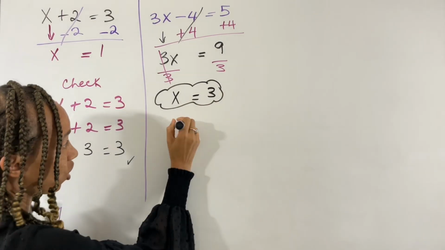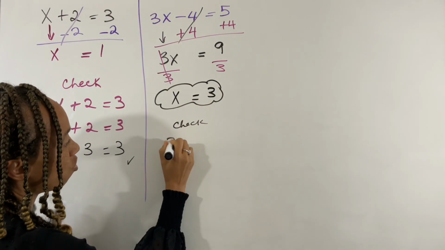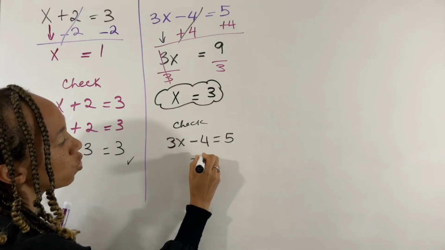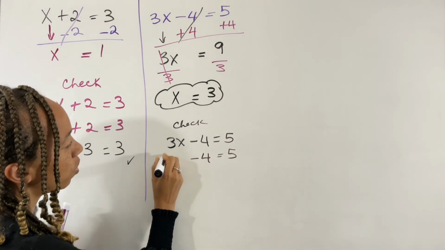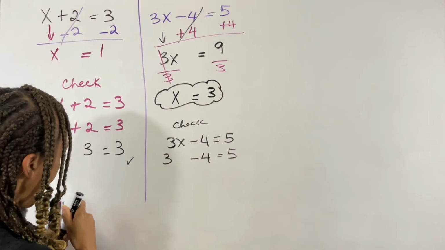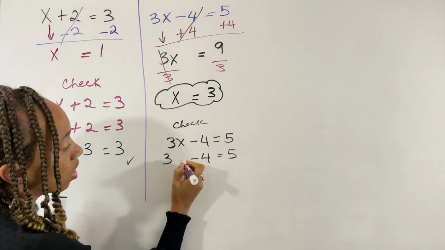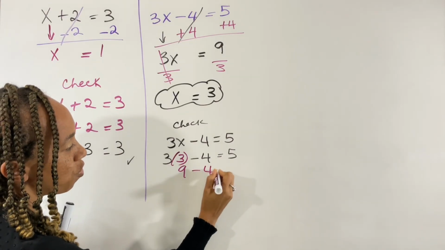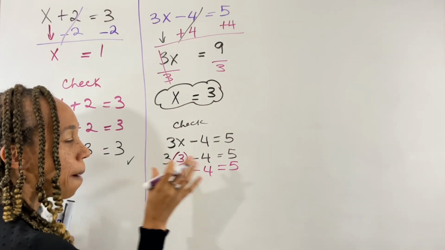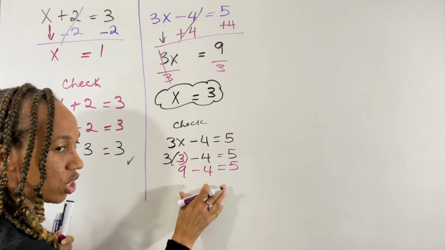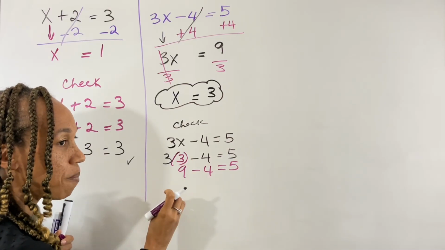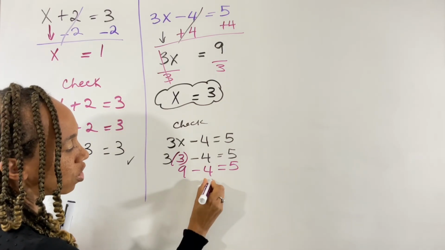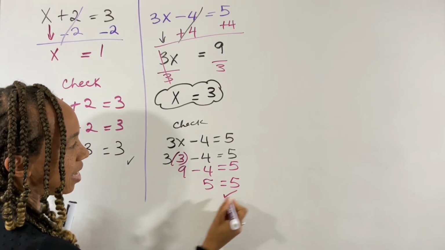And I always say to my students, check your work. So to check your work, you rewrite the original equation, and you substitute wherever you see the variable x with your answer, which is 3. So 3 times 3 is 9, minus 4 equals 5. Yes, this is true, but do not leave it like this when you are checking your work. You must end up with the one number on the right equal to the number on the left. So 9 minus 4 is going to be 5. 5 equals 5, and then yes, you put your check mark.